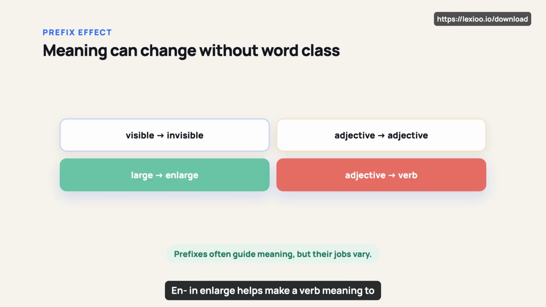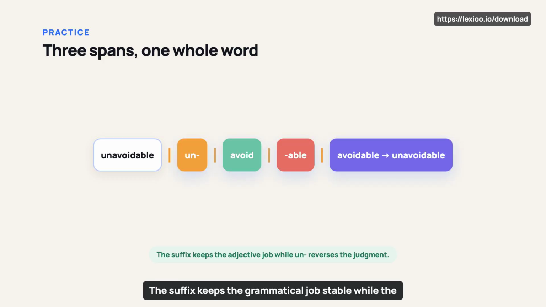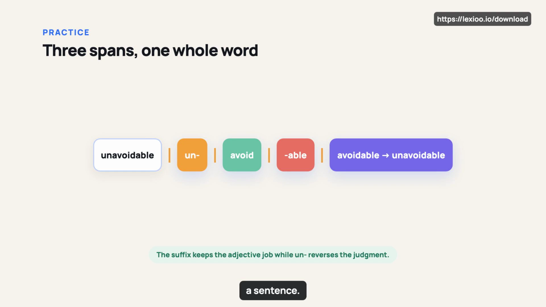In enlarge, en helps make a verb, meaning to make something larger. Your turn. In unavoidable, point to the prefix, the base, and the suffix. Un adds a negative idea. Avoid carries the central meaning. Able forms an adjective. Now compare avoidable and unavoidable. The suffix keeps the grammatical job stable, while the prefix reverses the practical judgment. Read the parts, then read the whole word in a sentence.